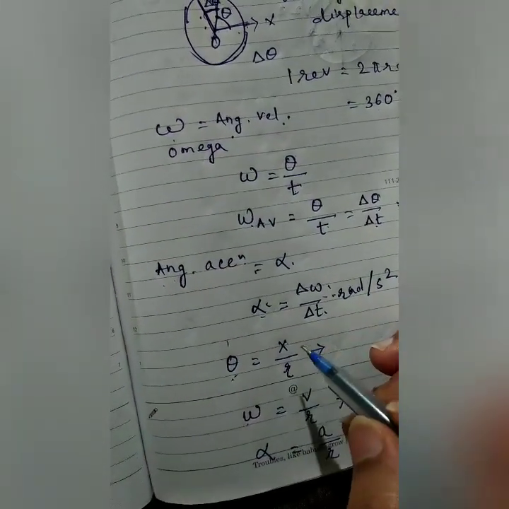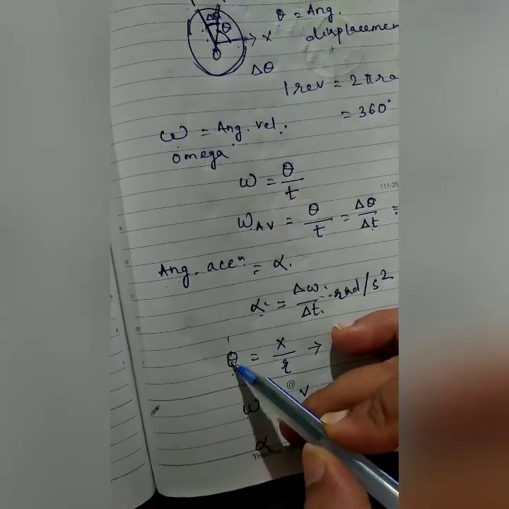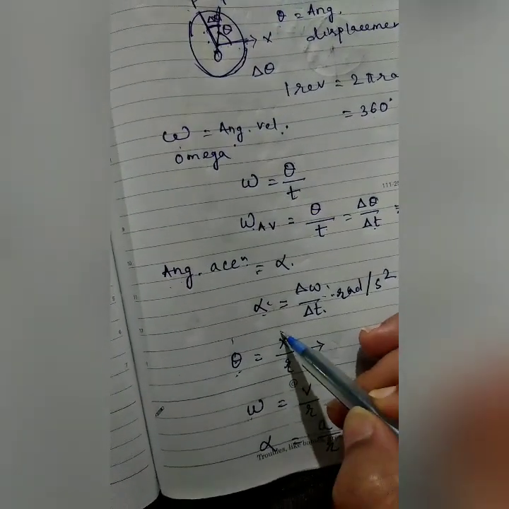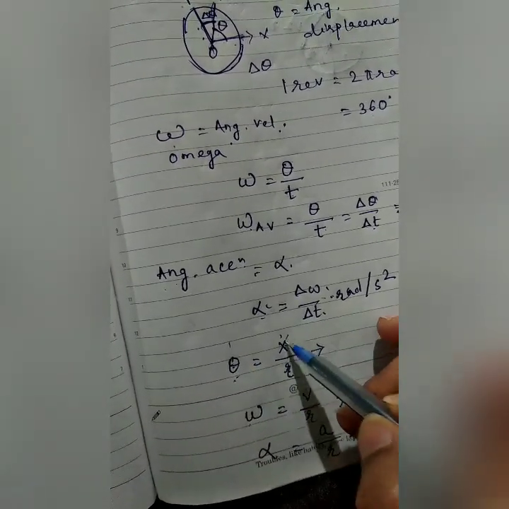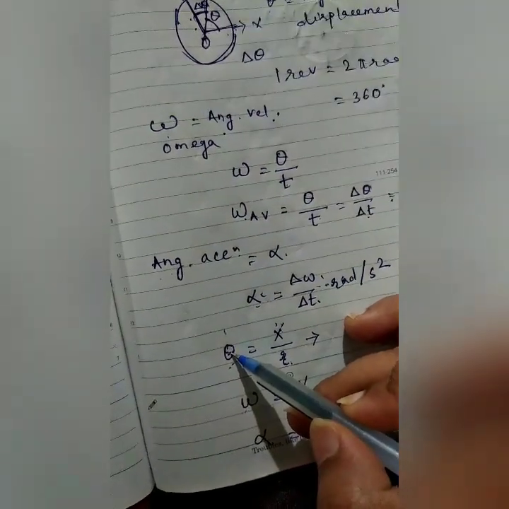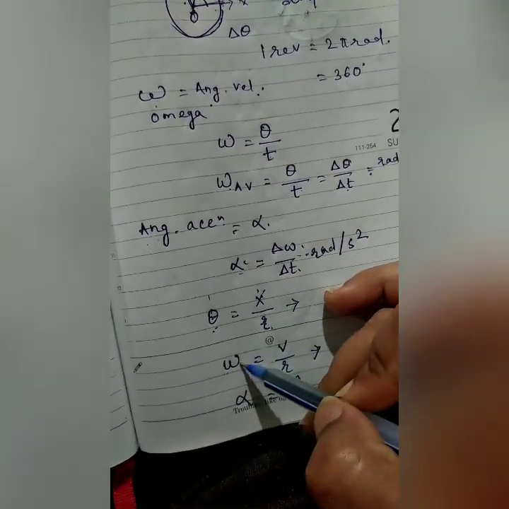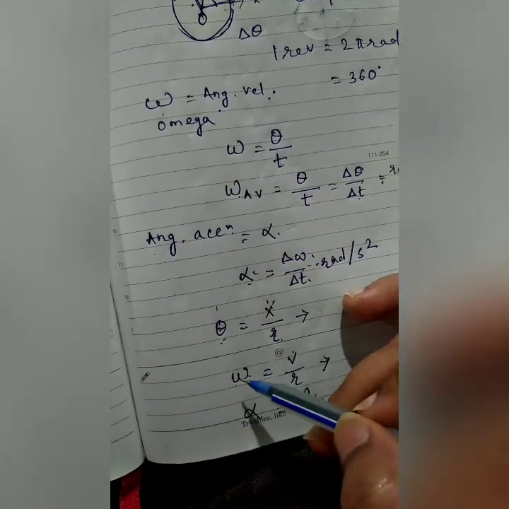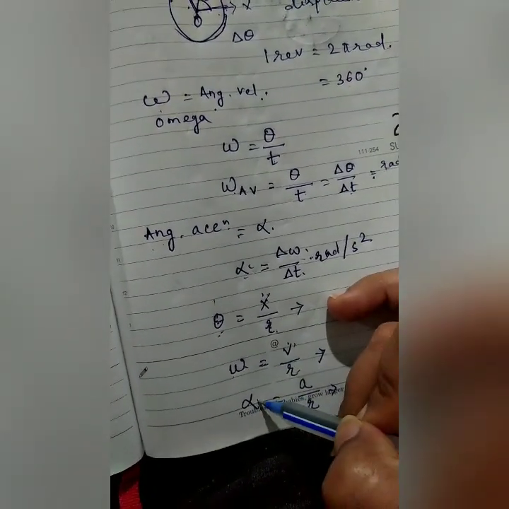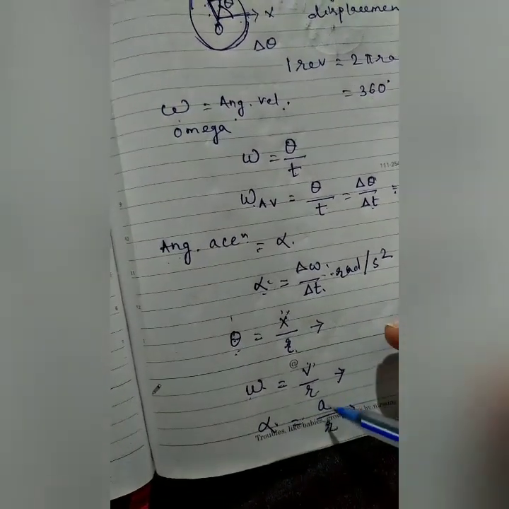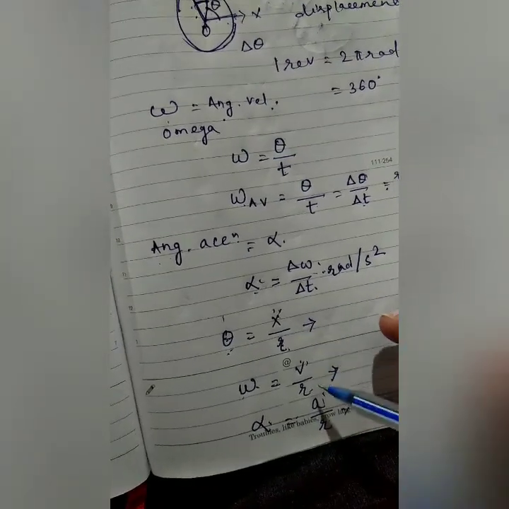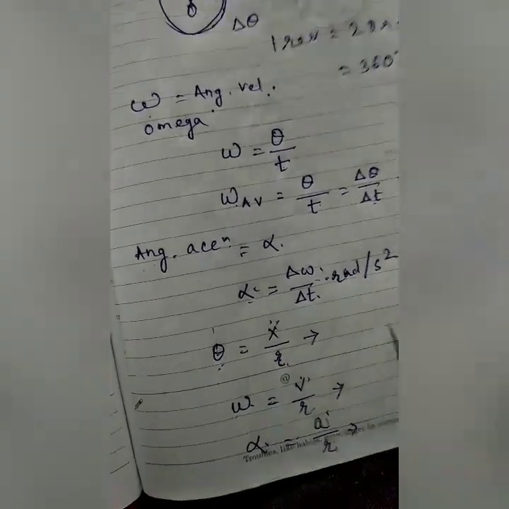The relation between angular displacement and linear displacement, that is x. So theta is equal to x by r. x is the linear displacement, theta is the angular displacement. Angular velocity and linear velocity: angular velocity omega is equal to v by r. Angular acceleration alpha is equal to linear acceleration by radius, a by r. In this way we can solve the problems by using the formulas.